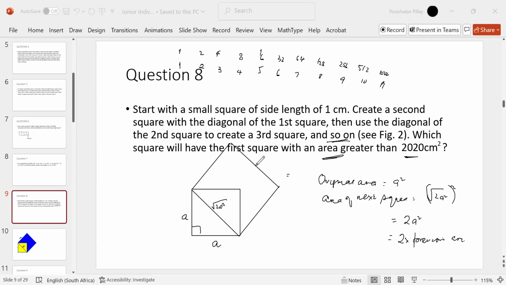So the question is, which square will have the first square with area greater than that? It'll be the 12th one. The 11th one is 1024. And the 12th square is the one because it's got area 2048. And that's the first one which has got area more than 2020, right? Because after that, all the areas are still going to be bigger than 2020. But the very first one is the 12th one. That is the question. Okay.